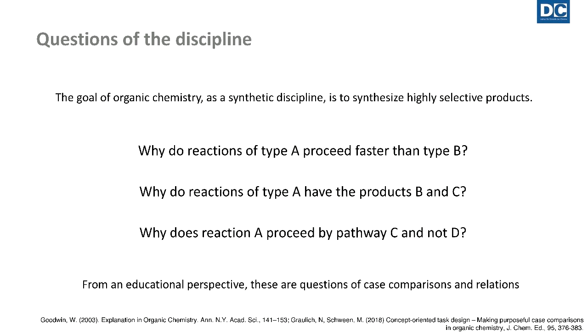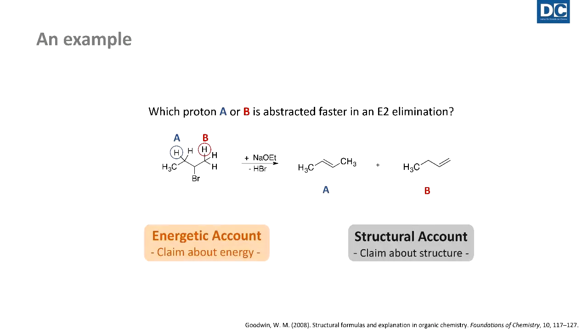So I will show you an example of how we try to answer a typical question of that type. Here we have a reaction, and the question for that reaction is: which proton, A or B, is abstracted faster in an E2 elimination? So it's a question about speed, a question about activation energy. And we use here Goodwin and his work in the philosophy of organic chemistry, because he's saying that answering such a typical question requires 2 different accounts, an energetic one, which is a claim about the energy, and a structural account, which is a claim about the structure.